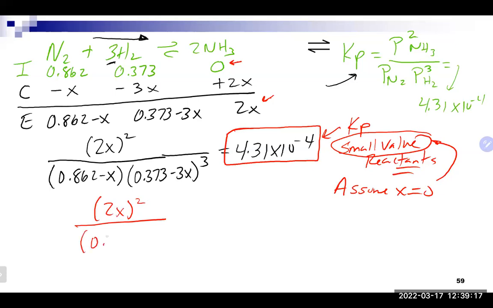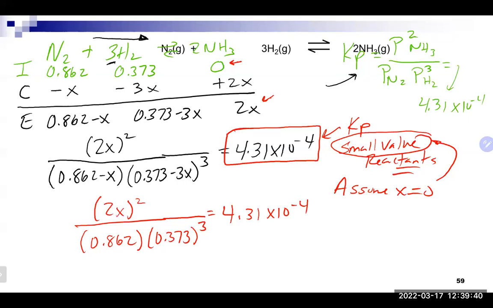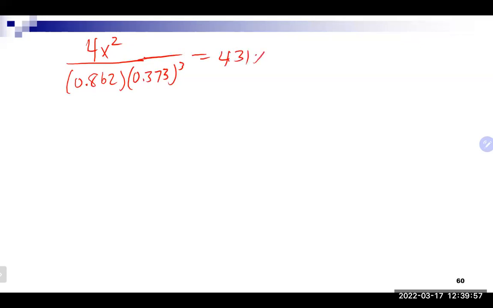So what that will end up doing is leaving us 2x squared up on top. That will give us 0.862 on the bottom, and 0.373, which also still needs to be cubed, on the bottom, equal to 4.31 times 10 to the minus 4. That looks like a much more manageable way to solve it. So let us actually solve it this way. Again, that gives us 4x squared up on top, and our 0.862 and our 0.373 cubed, equaling our 4.31 times 10 to the minus 4.